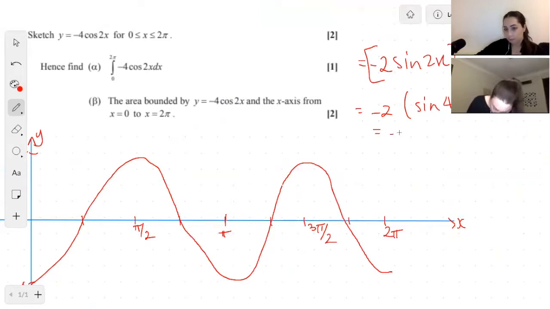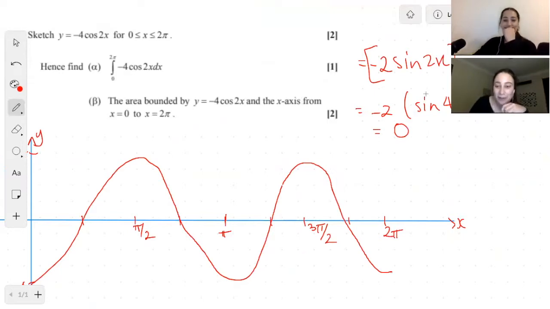So -2 sine, that just becomes 4 pi. And what's sine of 4 pi? 0. Yeah, so what's the answer? 0. Yeah. Cool. Why is that? Can you explain to me why the answer is 0?